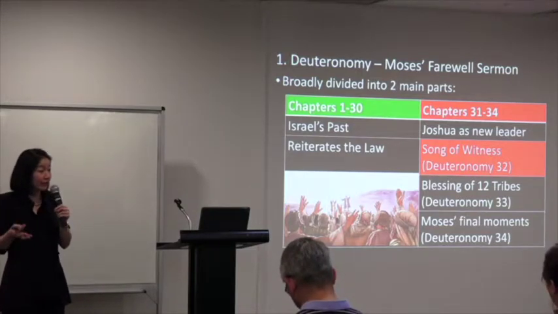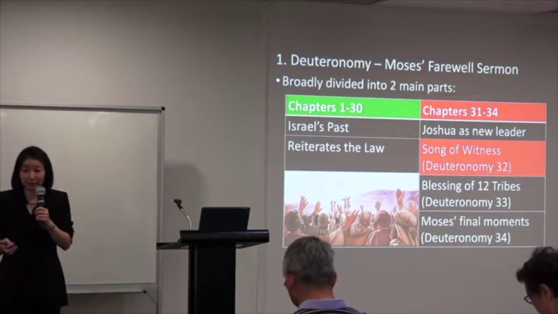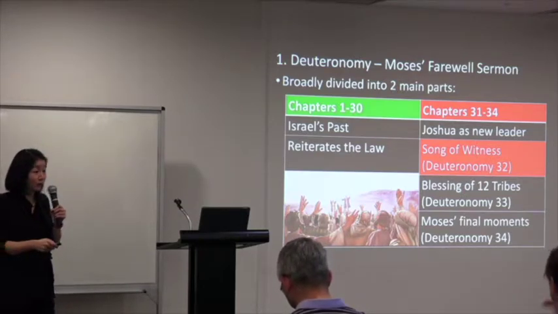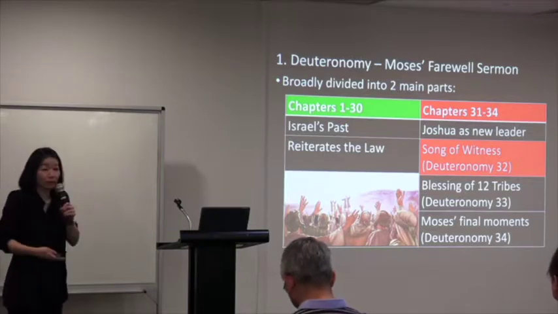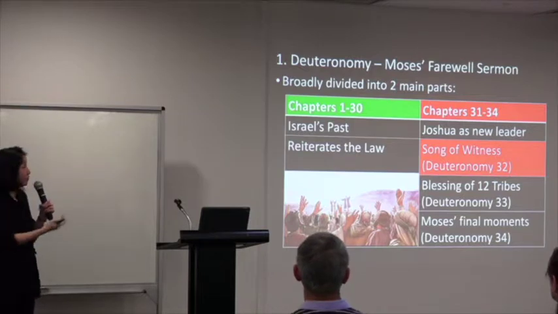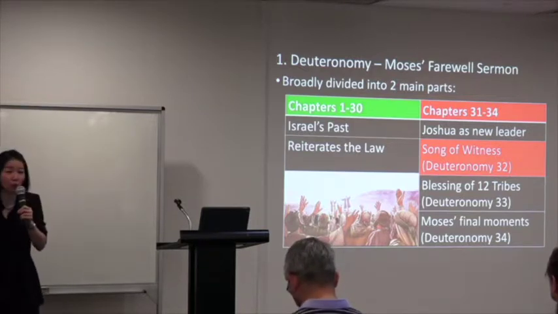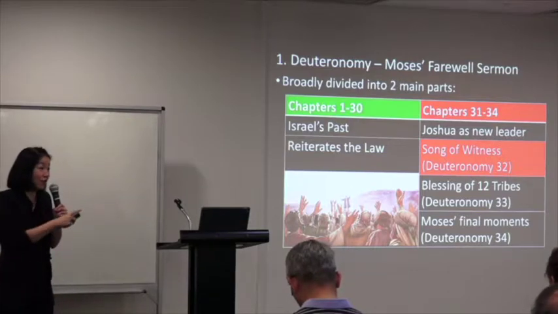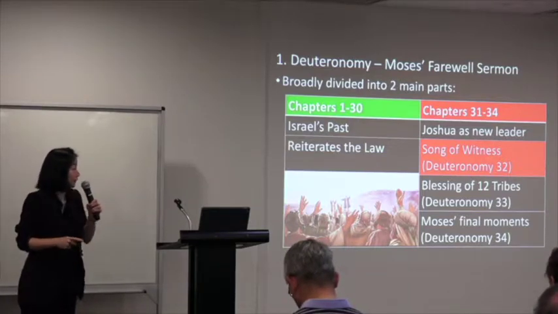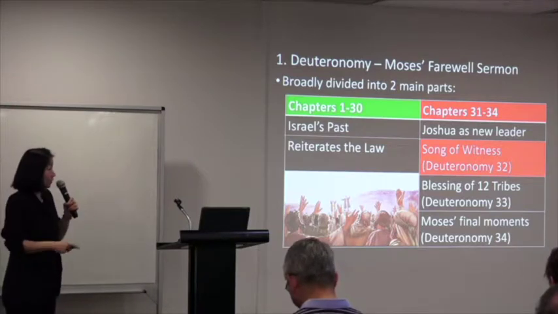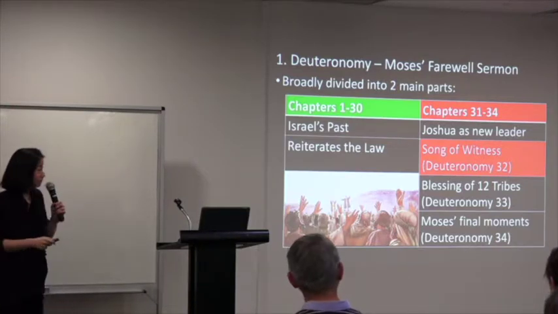be broadly categorized into two major segments, chapters 1 to 30 and chapters 31 to 34. Chapters 1 to 30, the green heading, tells you about the history of the Israelites, their past history, and it reiterates all the laws and regulations. But what you're going to study today is not that. You'll be studying chapters 31 to 34, specifically chapter 32 in red, the Song of Witness.